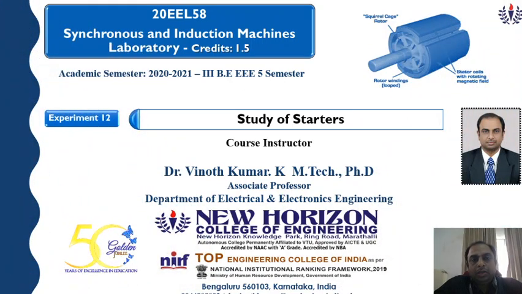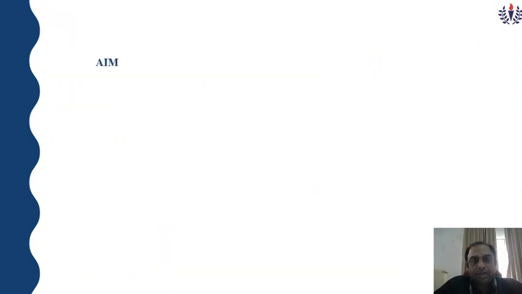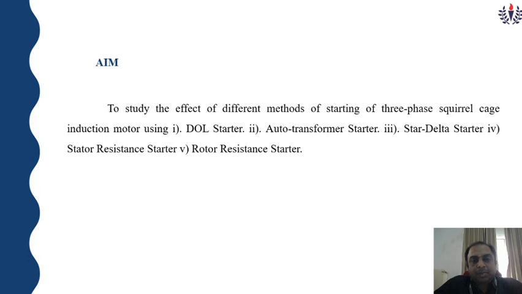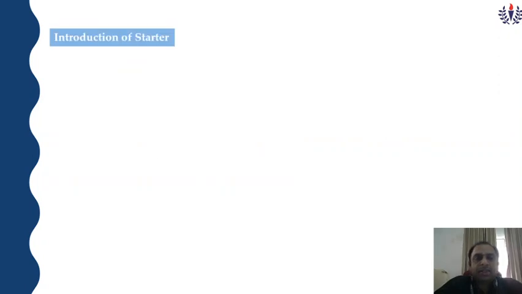Good morning. Today we are going to see experiment number 12, study of starters. The main aim of this experiment is to study the effect of different methods of starting of a three-phase squirrel cage induction motor using DOL starter, auto transformer starter, star delta starter, stator resistance starter, and rotor resistance starter. These are the starting methods which we are using in AC machines, both synchronous as well as induction machines.